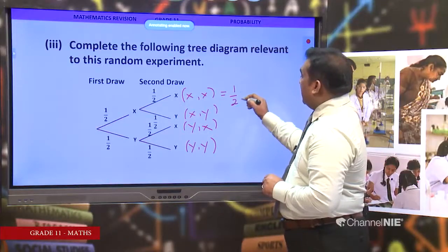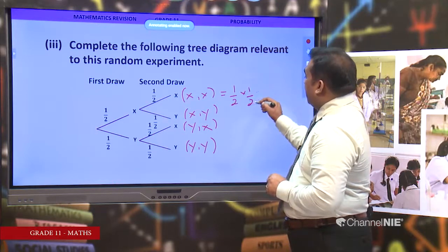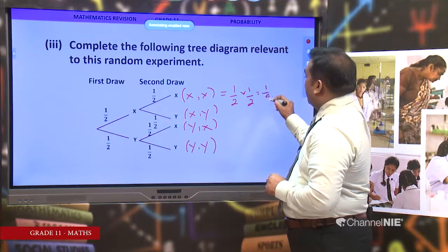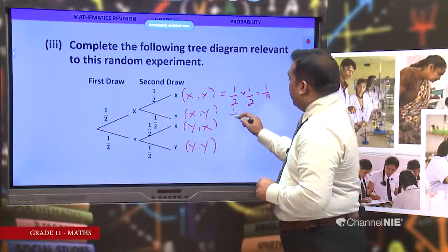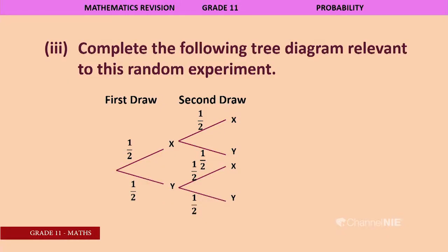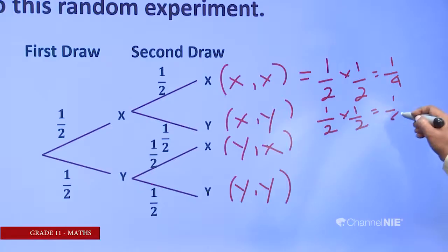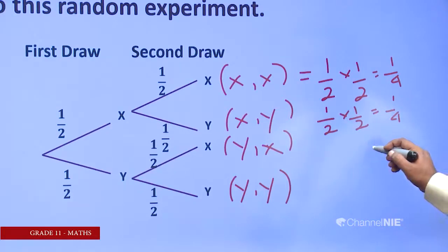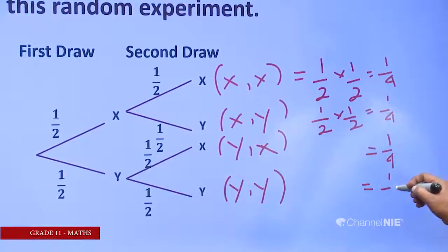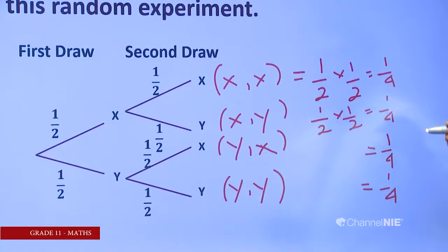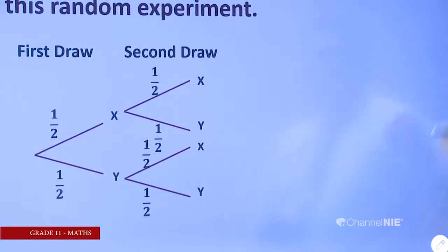Half multiplied by half, it means 1 over 4. Here half multiplied by half. Here also 1 over 4, right? Similarly 1 over 4, 1 over 4. Right, we will see it.